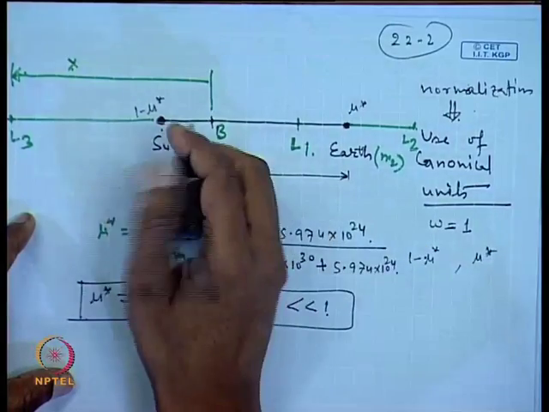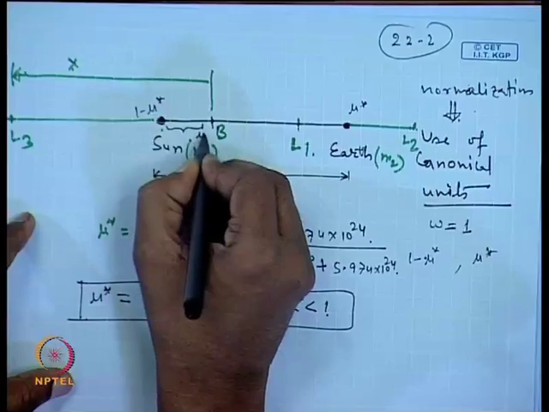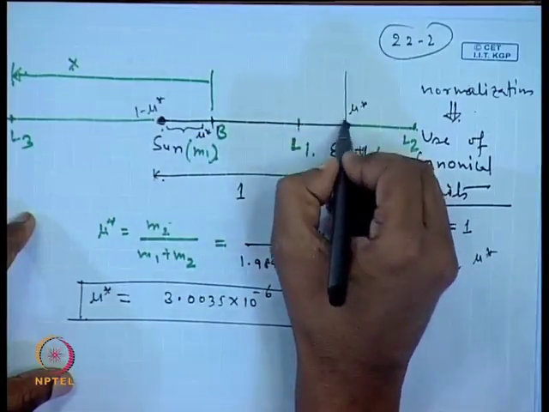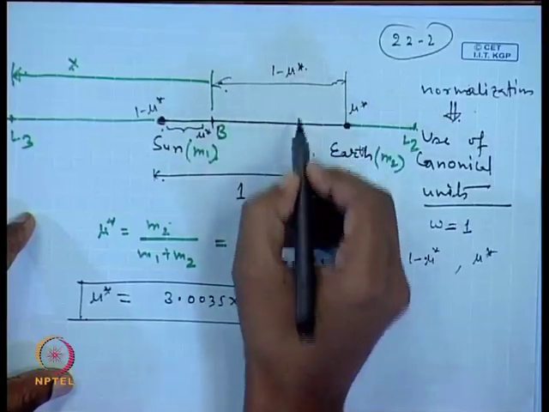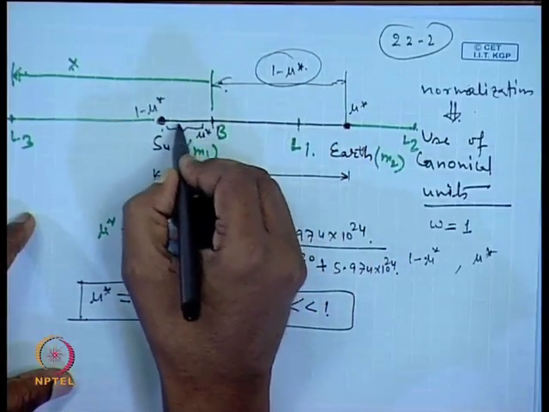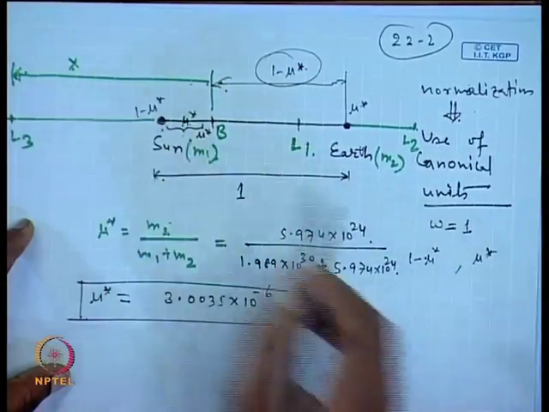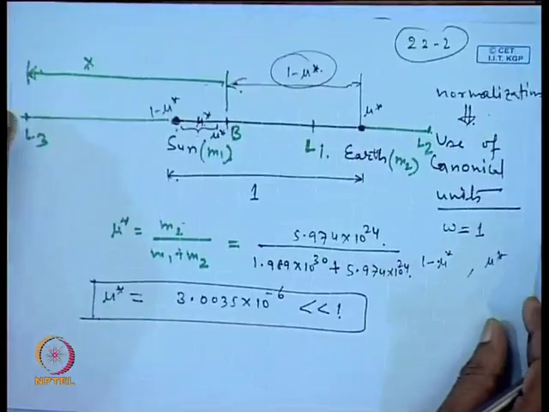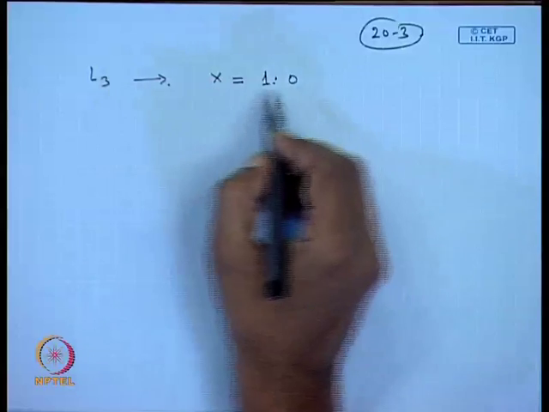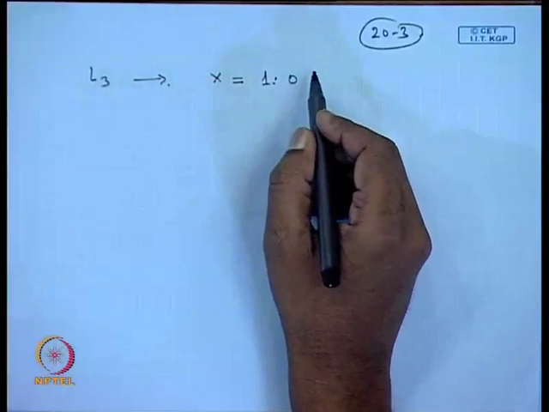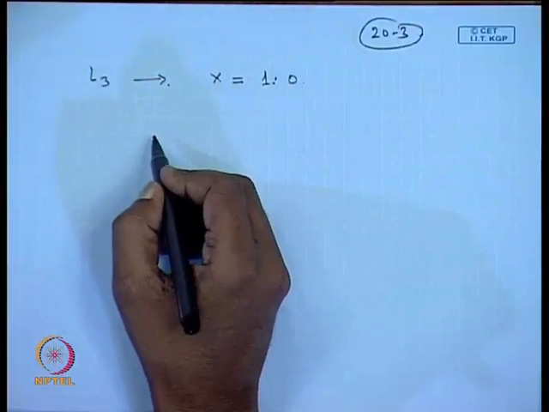And the distance also we have noted earlier that this distance, from here to here, is mu star, and the distance from this place to this place is 1 minus mu star. So, this is your mu star. So, this is the distance which is x, which gives you the position of the point L3. So, L3 can be obtained by solving this quintic, and that gives you x is equal to 1.0.